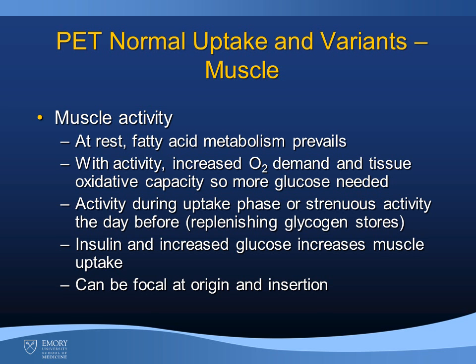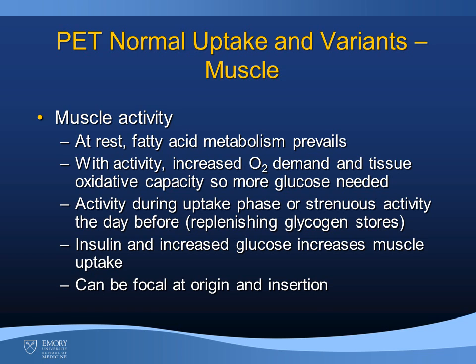for FDG. Now, as far as muscle, at rest, fatty acid metabolism prevails, but with activity, there's increased oxygen demand and tissue oxidative capacity, so more glucose is needed. Now, activity during the uptake phase, or strenuous activity the day before, will result in replenishing of the glycogen stores, so if the patient then has a PET, you'll have increased muscular activity.